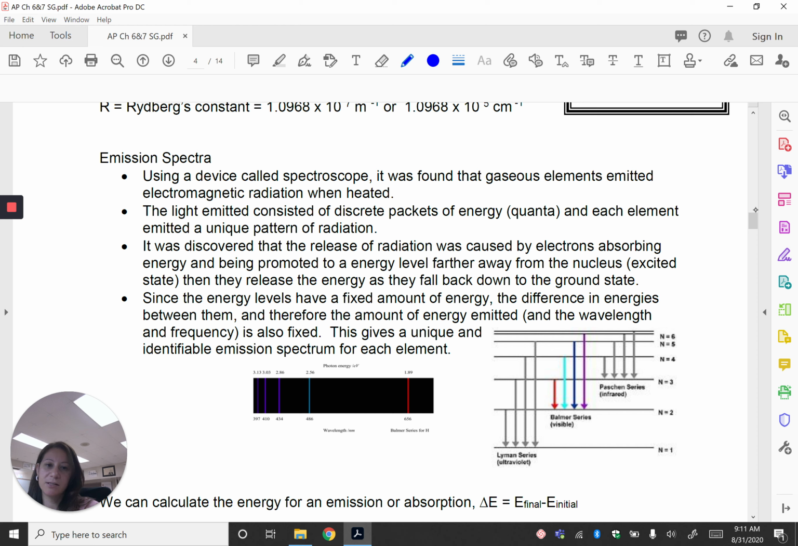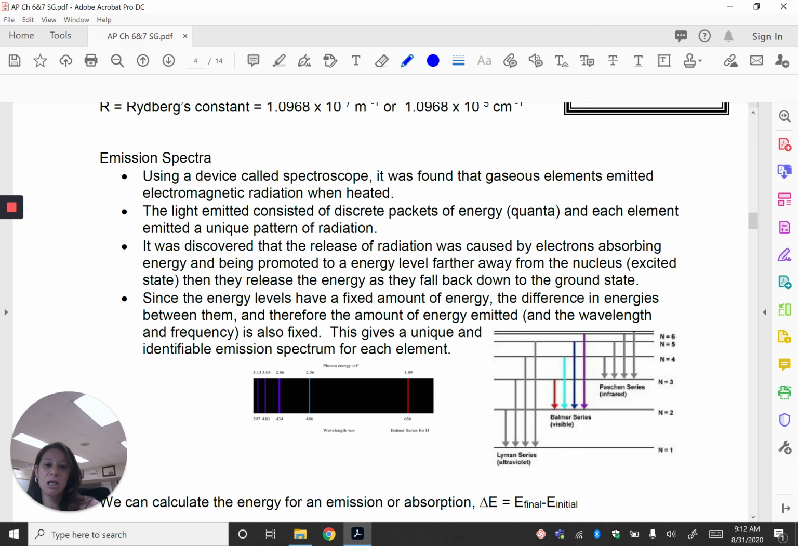It was discovered that the release of the radiation was caused by electrons absorbing energy and being promoted to an energy level farther away from the nucleus. That's the excited state at higher energy levels. But then, because that's not stable, they release the energy as they fall back down to the ground state. Since the energy levels have a fixed amount of energy, the difference in the energy levels between them, and therefore the amount of energy emitted, is also fixed. It's quantized. It's a certain amount. So that gives a unique and identifiable emission spectrum for each element. Again, we use it like a fingerprint to identify what elements are in a given mixture or something like that.